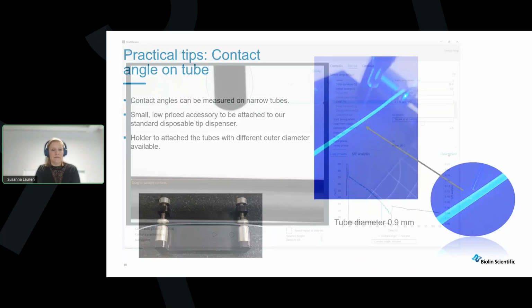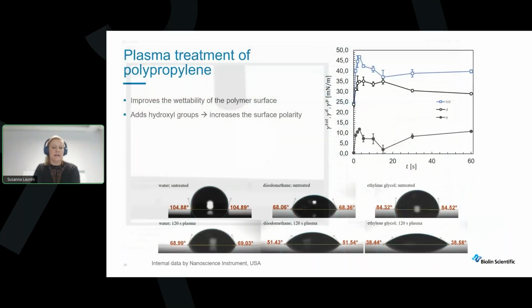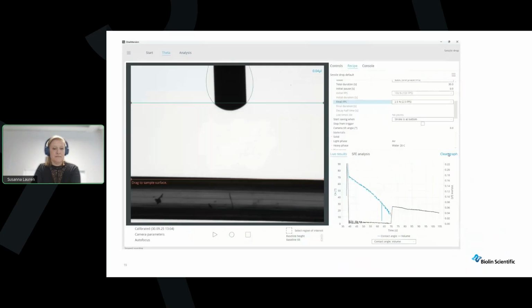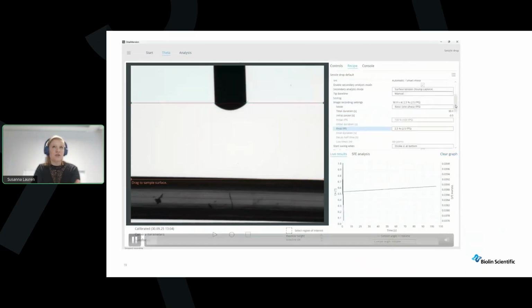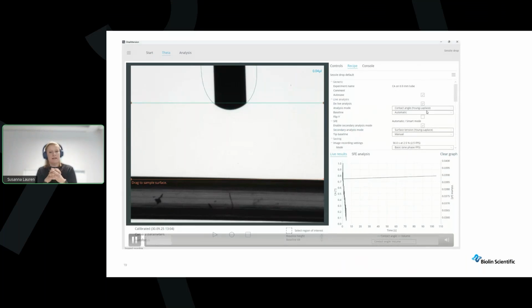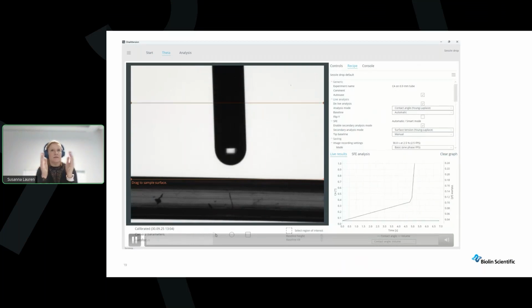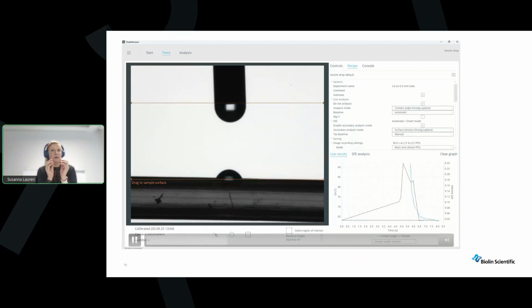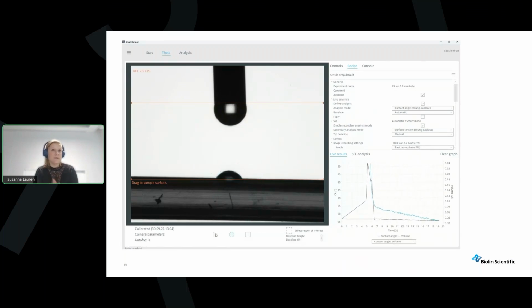And in this video, you can see the actual deposition of that tiny droplet on the tube surface. So again, we are making a small droplet, and the instrument is automatically making the small droplet based on our set parameters, and then placing the droplet on the tube surface.